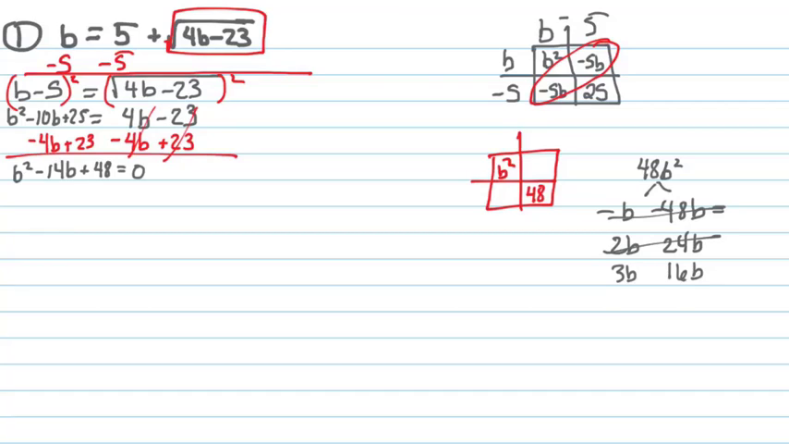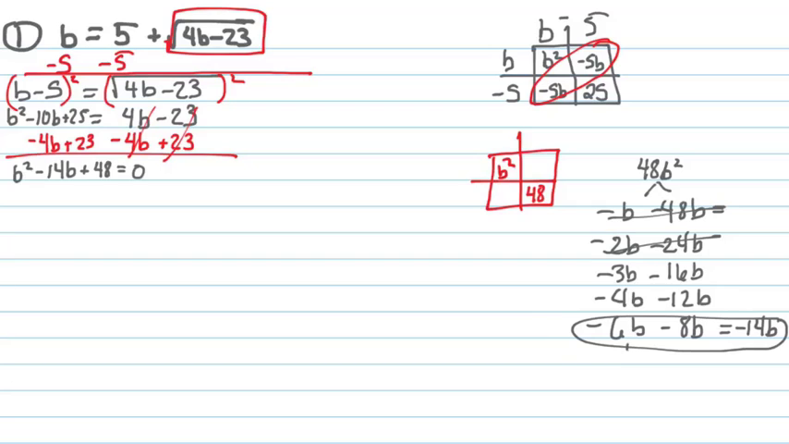And if they're both positive, then I would create a positive sum. So I need to make sure these are both negative, by the way. And so if I do negative 4b and negative 12b, that gives me negative 16. I'm getting closer. Do negative 6b and negative 8b. That gives me the negative 14b that I'm looking for. So this is the right set. So I'm going to use these numbers up here on the chart: negative 6b and negative 8b.